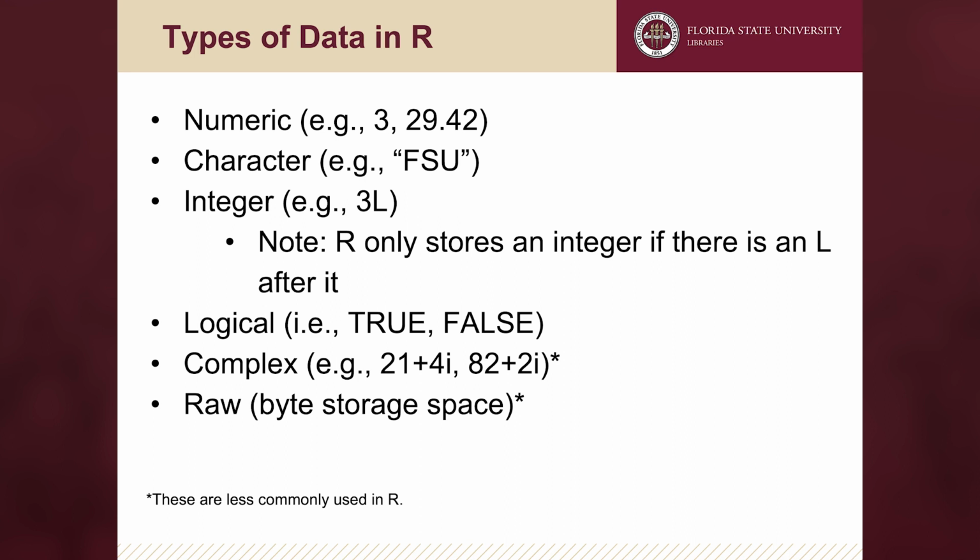So the most common types of variables that you'll work with are probably numeric and character, but there's also a few others. Integer variables are whole numbers. They have to end with a capital L for R to read them as integers. If you don't put the L, R will just read it as a numeric variable. Logical variables basically are true and false, and they have to be in all caps.